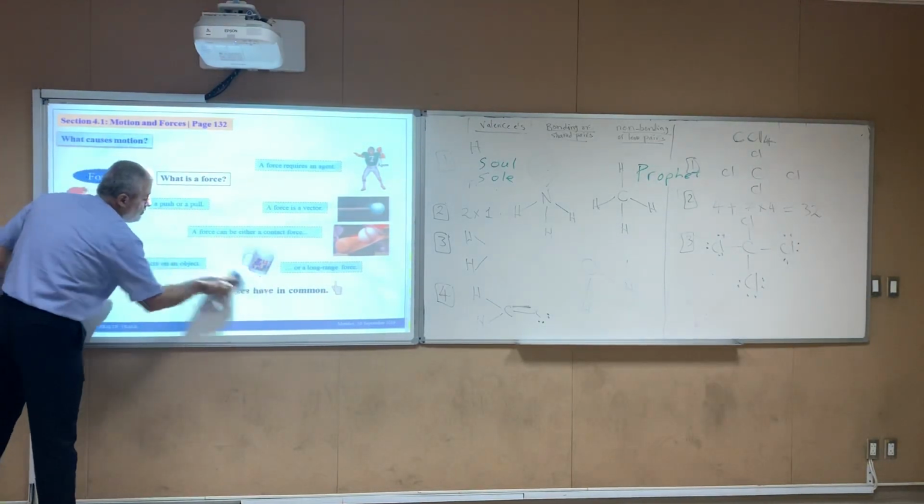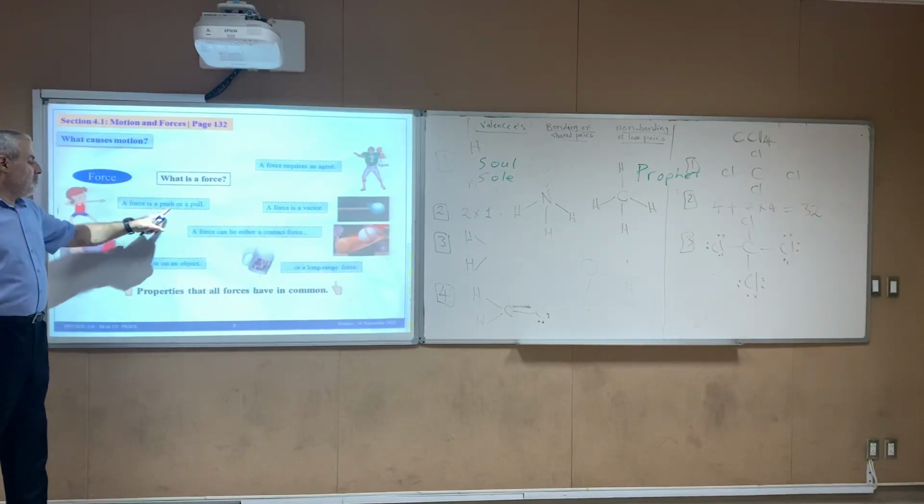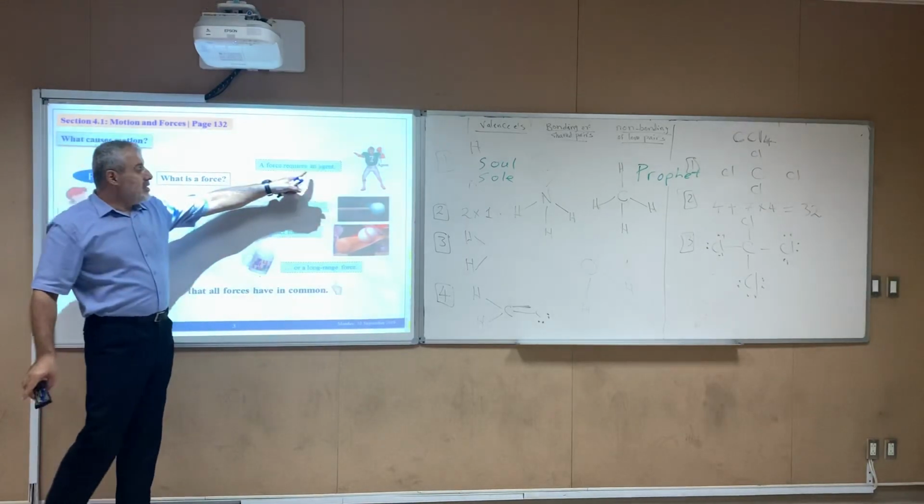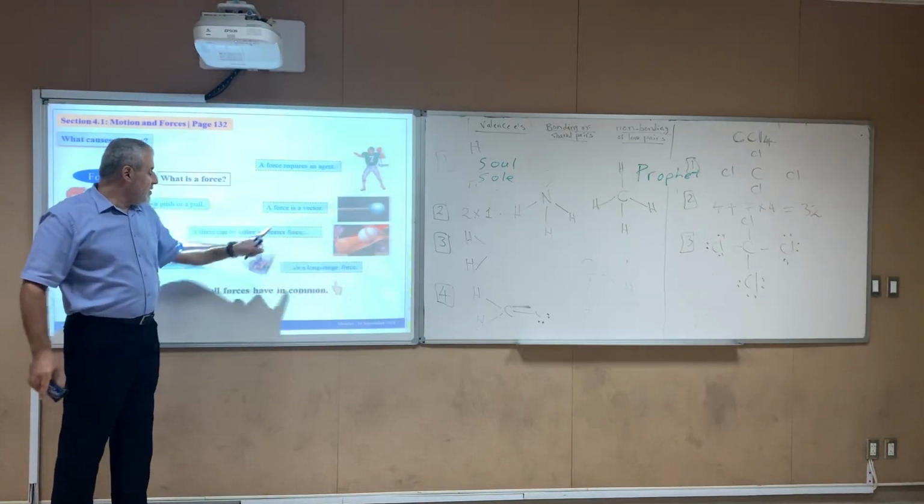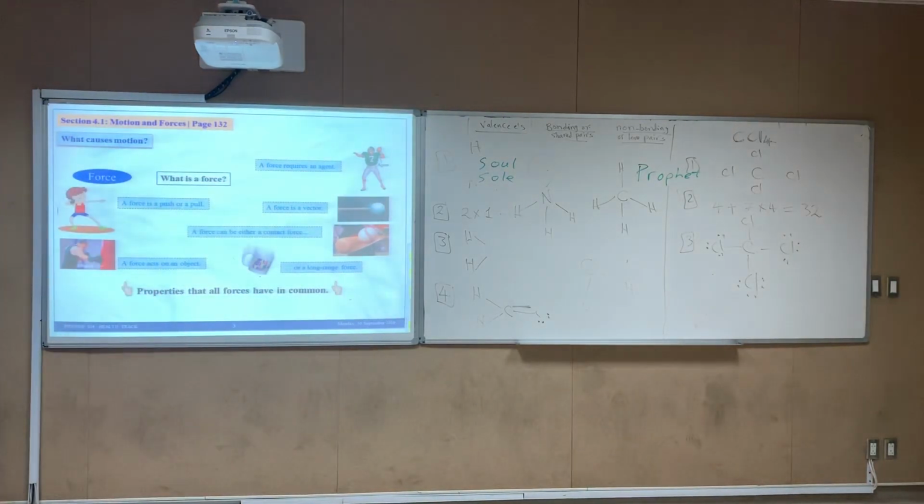Let me just revise with you. We say the force causes the motion. It's either push or pull. We say the force acts on an object. The force requires an agent. Force is a vector, of course, we know that. It's either contact or long range.